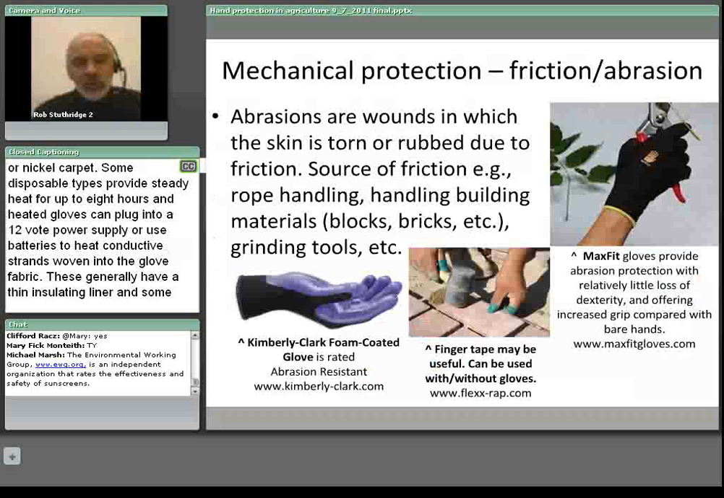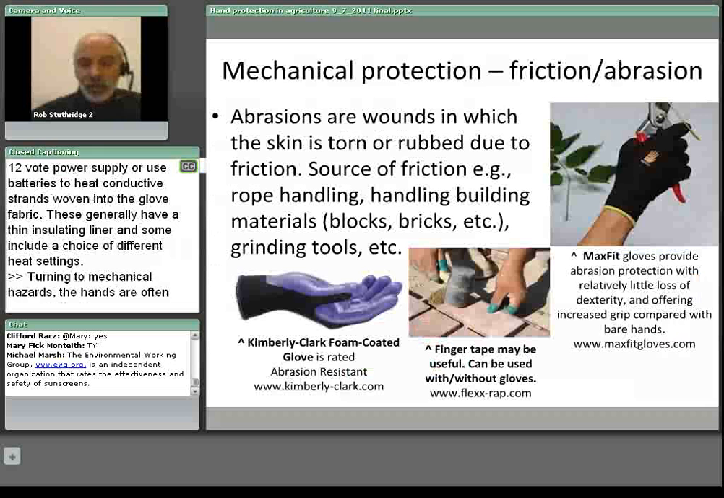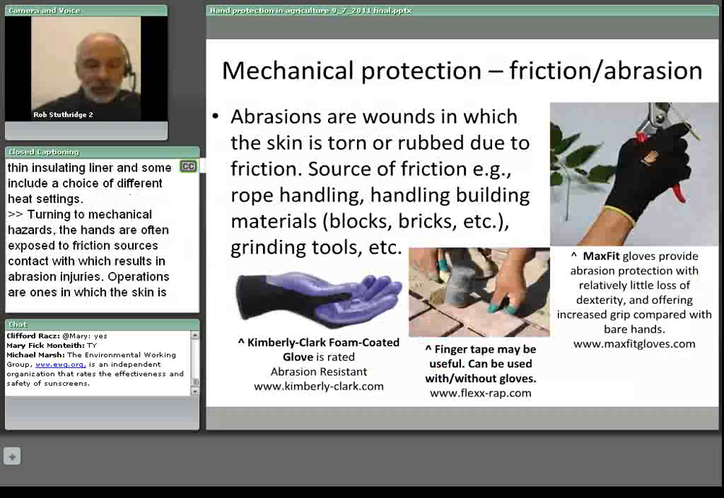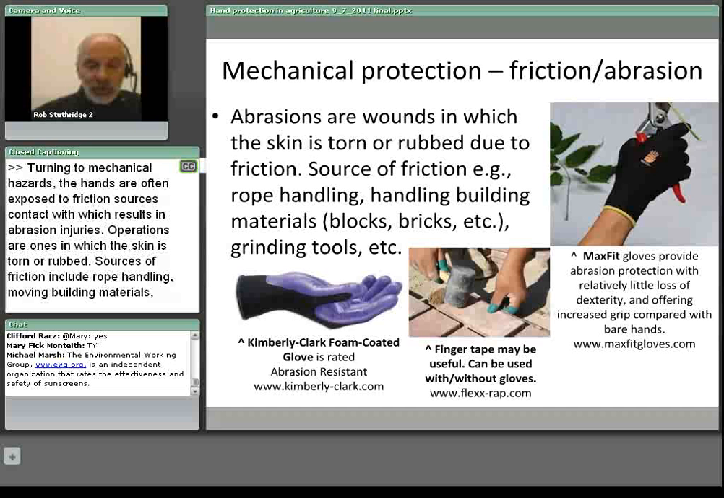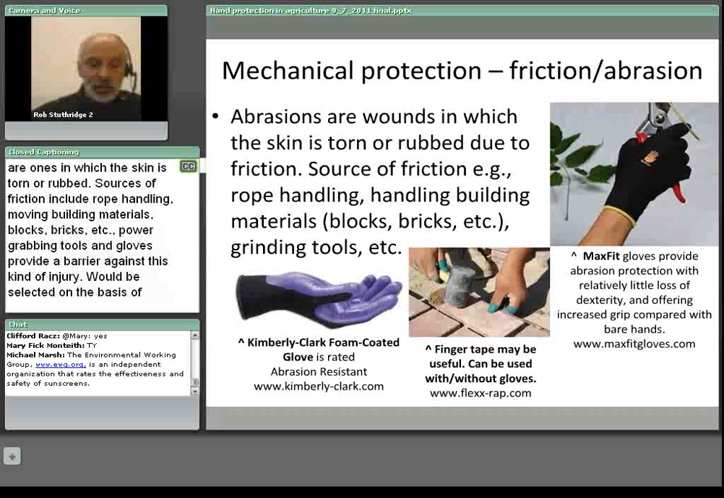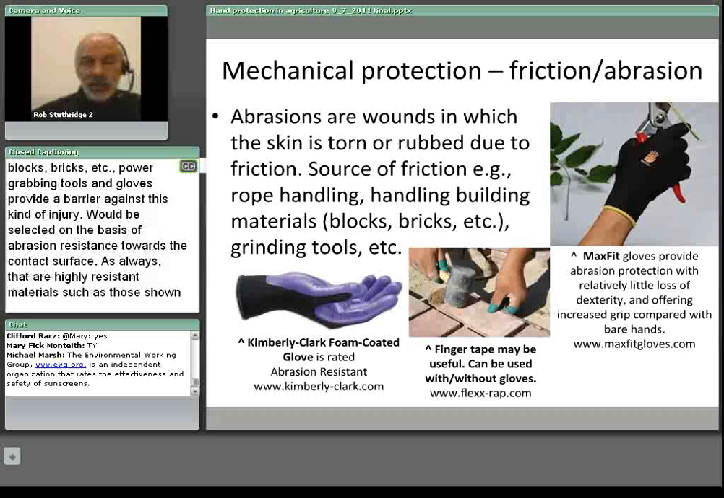Turning to mechanical hazards, the hands are often exposed to friction sources, contact with which results in abrasion injuries. Abrasions are wounds in which the skin is torn or rubbed. Sources of friction include rope handling, moving building materials, blocks, bricks, etc., powered grinding tools. And gloves provide a barrier against this kind of injury, and would be selected on the basis of abrasion resistance towards the contact surface. As always, thinner, highly resistant materials, such as those shown here, are preferred over heavy, inflexible materials where the task allows that. And finger tape can also be useful in some situations.